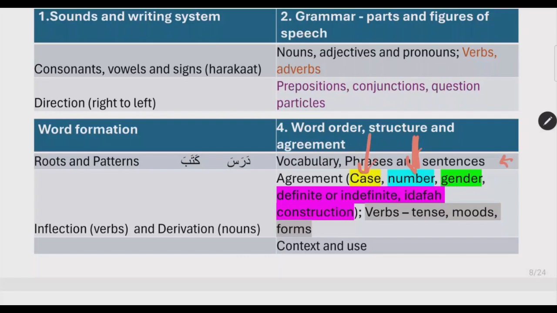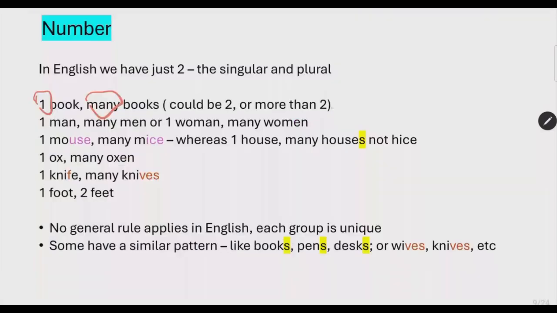Now, if we look at English and how it operates, English has just got two numbers. It's either got a singular word or the plural form. For instance, you have one book, and the plural is just many books, right? And many could refer to either two or even more than two books. Likewise, one man is many men, or one woman is many women, right? So you can see the spelling changing to give you the plural form.